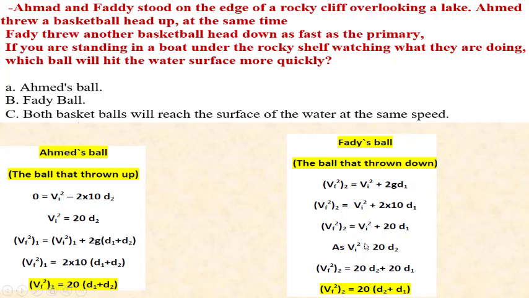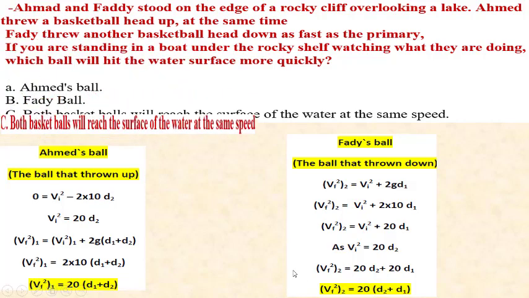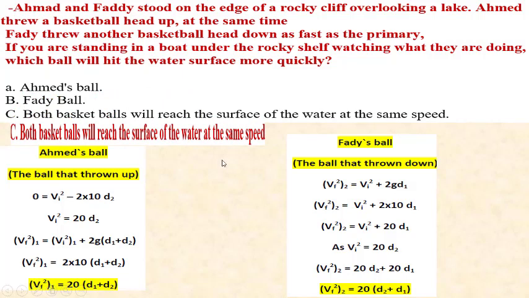Vi1 squared is the same, right? From here, Vi1 squared equals 2gD. By substituting it, Vf squared will be 2gD2 plus 2gD1. The g is a common factor between D2 and D1, so it will be with the same velocity, right? With the same velocity, both basketballs reach the surface of the water at the same speed.